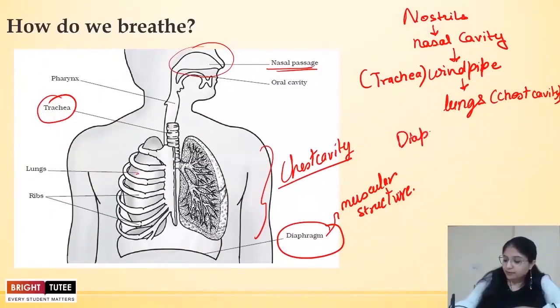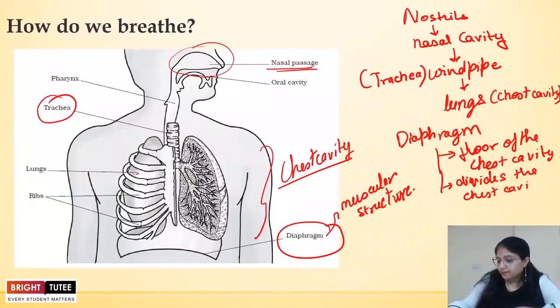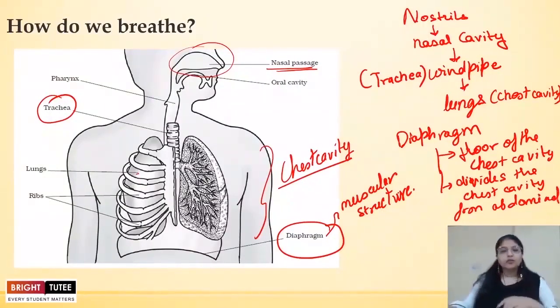So the diaphragm forms the floor of the chest cavity, and hence it divides the chest cavity from the abdominal cavity. So this is the floor.